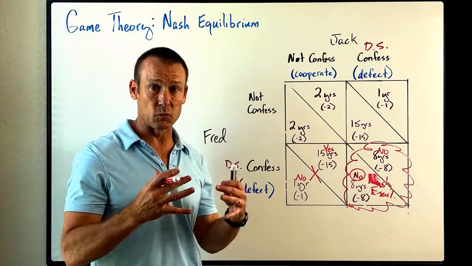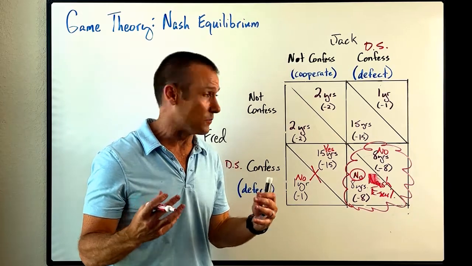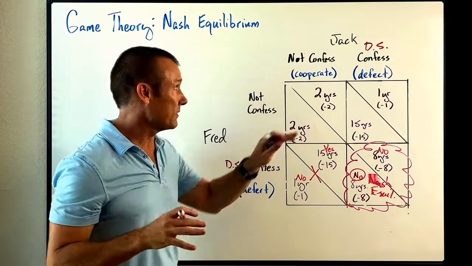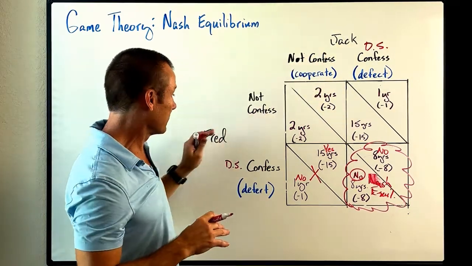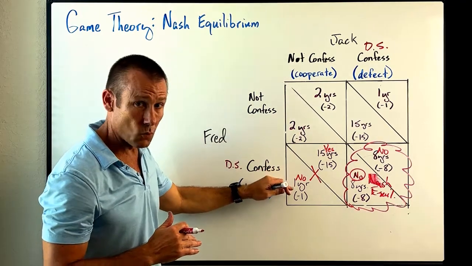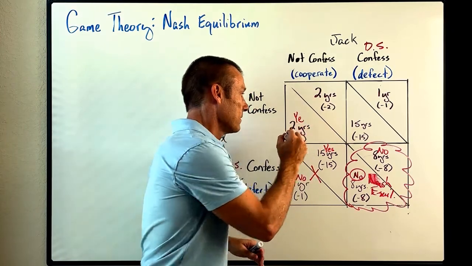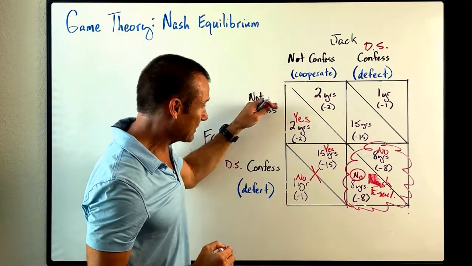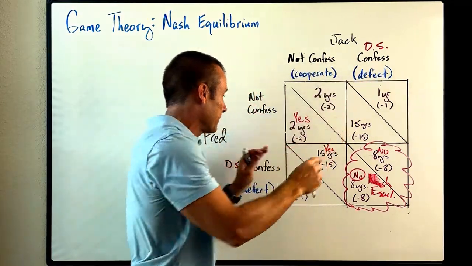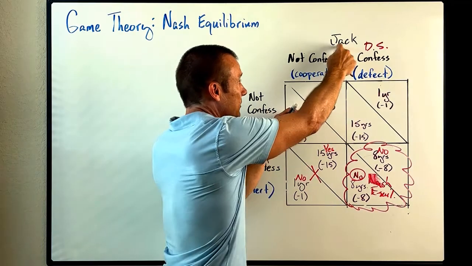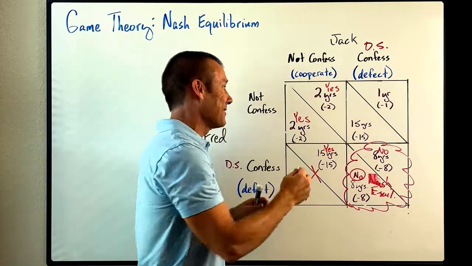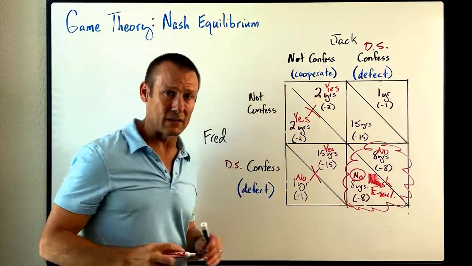Let's go to this cell. This one's going to be 2 yeses. I'm going to tell you that right from the get-go, okay? How did we get here? Not confess and not confess. Given that Jack played not confess, does Fred have an incentive to go from not confess to confess? From 2 years to 1 year? Yes, he does. Given that Fred played not confess to get here, does Jack have an incentive to go from not confess over to confess? Remember, given that Fred played not confess, does Jack have an incentive to change from not confess to confess? The answer is yes. 2 yeses, definitely not a Nash equilibrium.